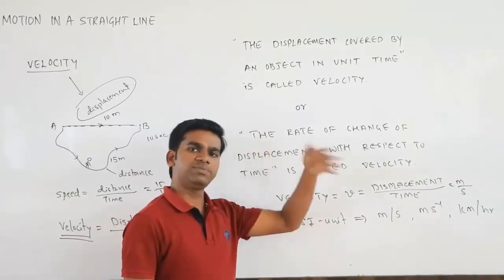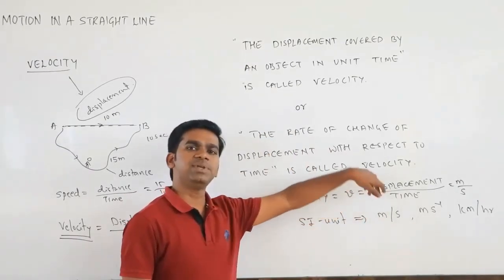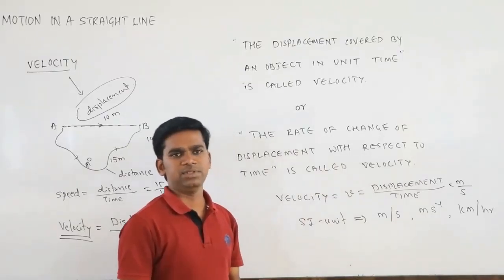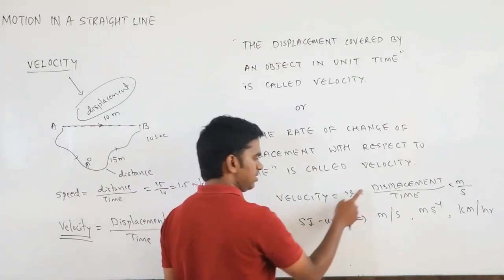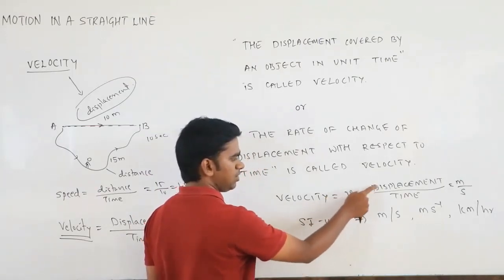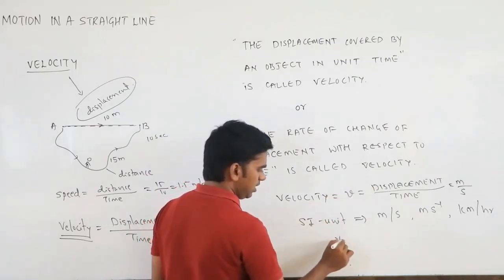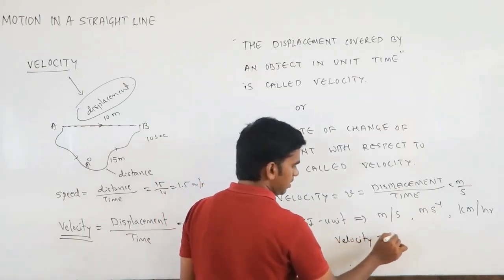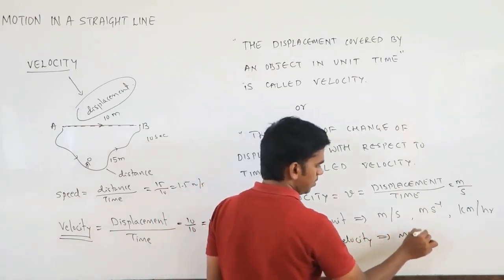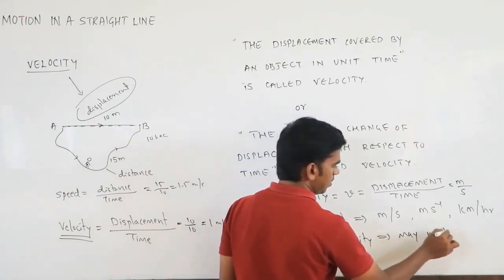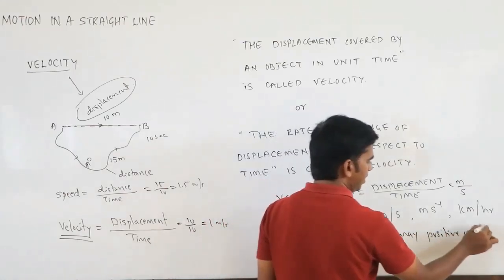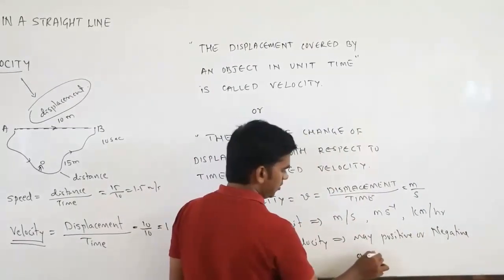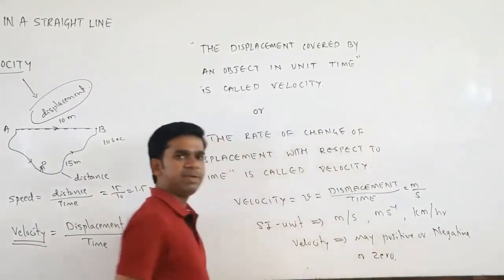Distance was what? Always positive. But displacement may be positive, may be negative, may be zero. So if this changes, this will also change accordingly. So velocity may be positive or negative or zero. It may be anything.